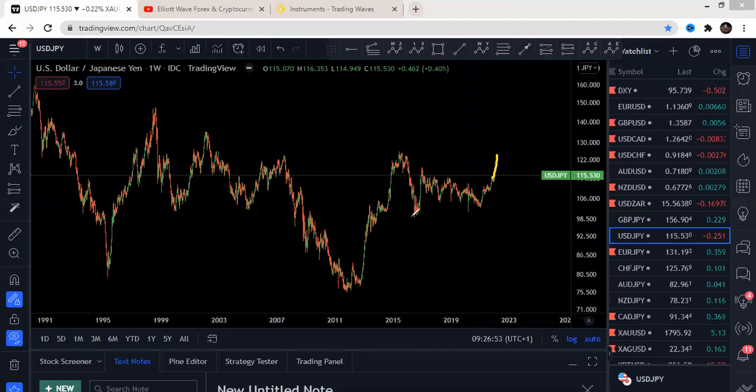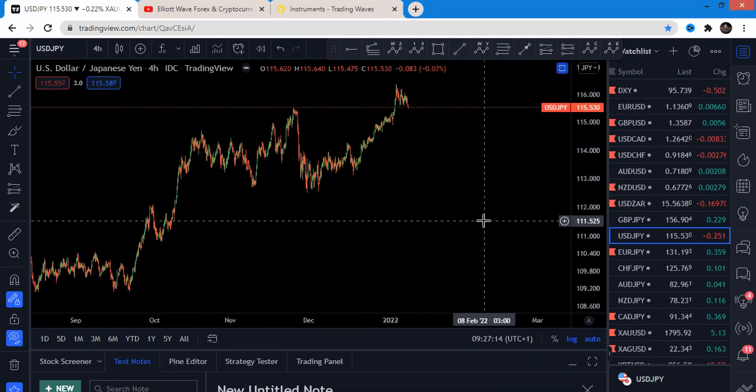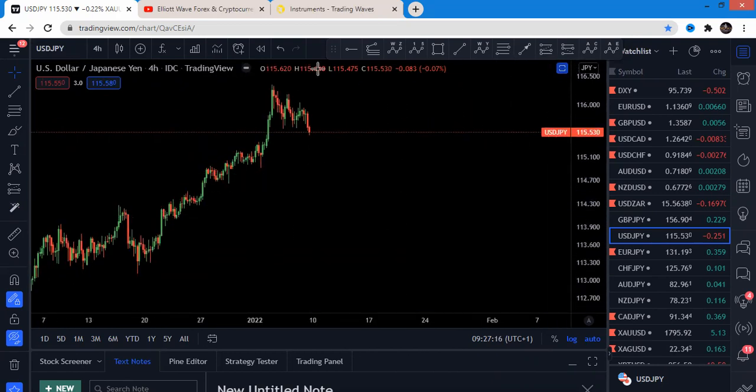So even if you see this pullback, the structure that we're expecting here is this. And if we make it more detailed, we'll be looking for possibility for this to make a structure like this. So we are still here on the weekly. We are looking for this to consolidate and continue to push to the upside. Let's go down to the 4-hour on US dollar yen. We are currently pulled back as we're seeing the rest of the US dollar pairs pulling back. So that is the structure that we're seeing here. Let's see how far this can pull back.